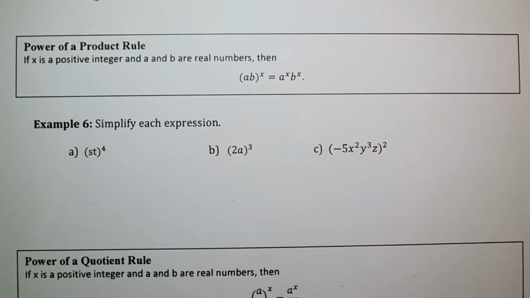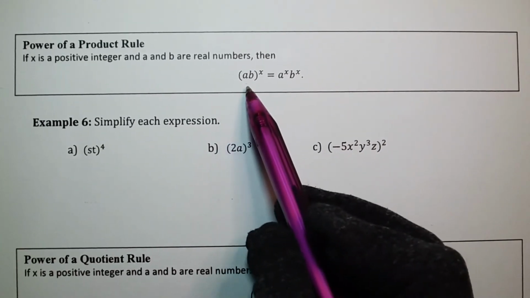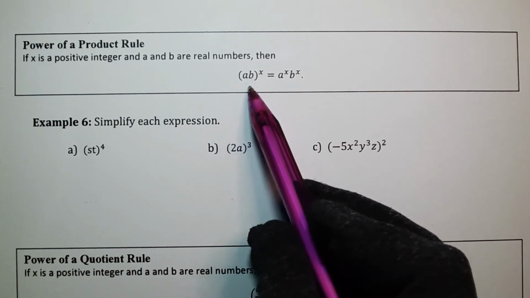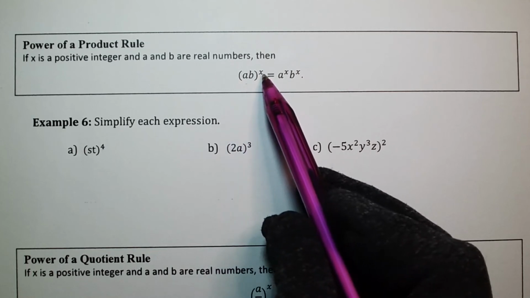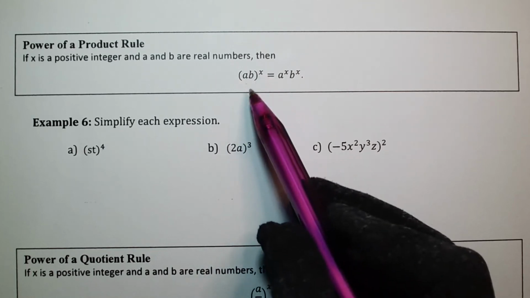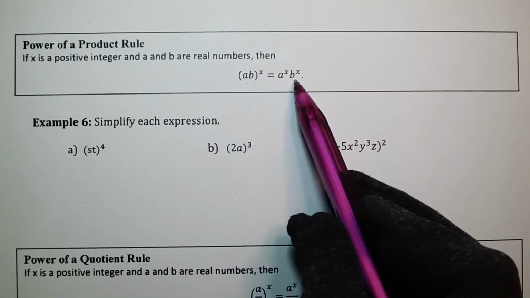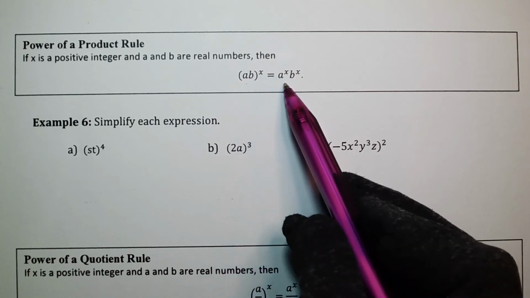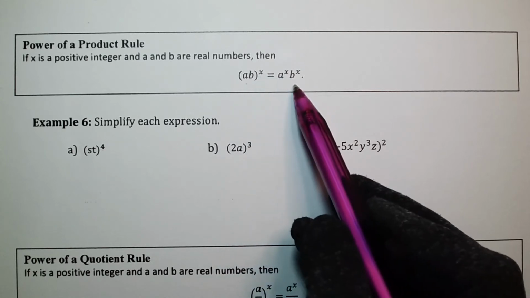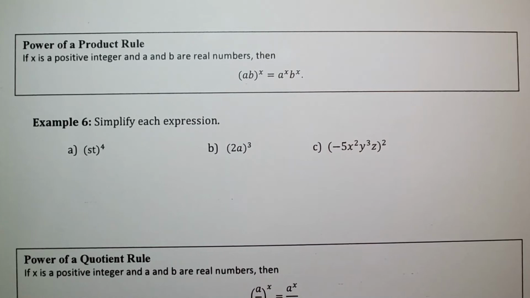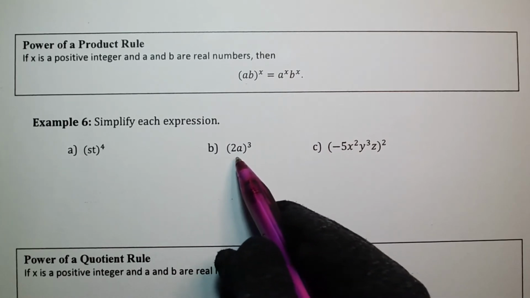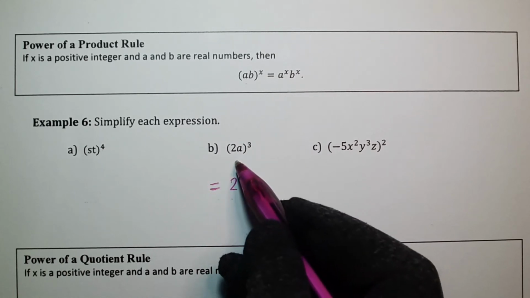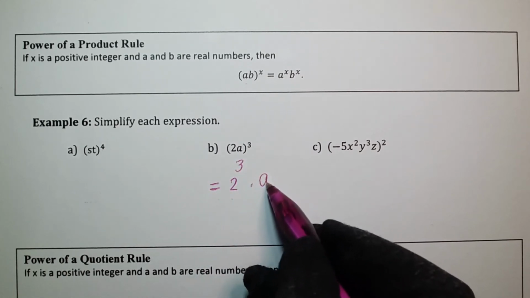Power of a product rule says if you have multiplication between two terms inside of parentheses to the power of x or any exponent, that power belongs to both bases. So a times b to the power of x equals a to the power of x times b to the power of x. For example, 2a to the power of 3, that means 2 to the power of 3 times a to the power of 3.